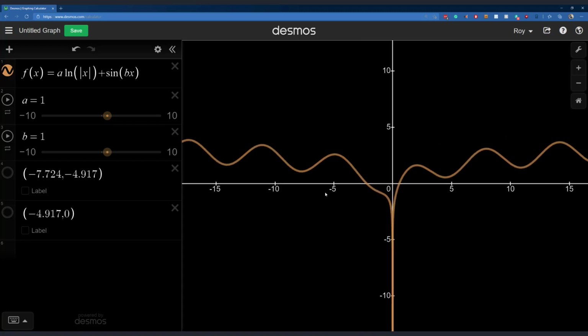Now, part of the question was also asking us to state all local extrema, local maximums, and local minimums on the given interval.